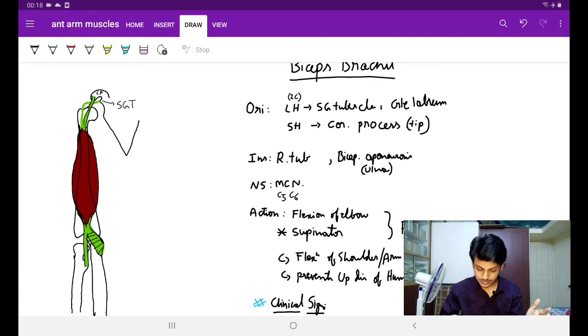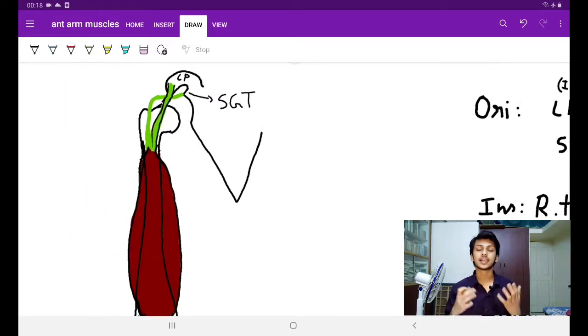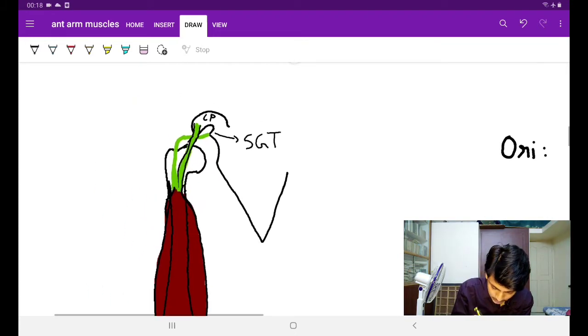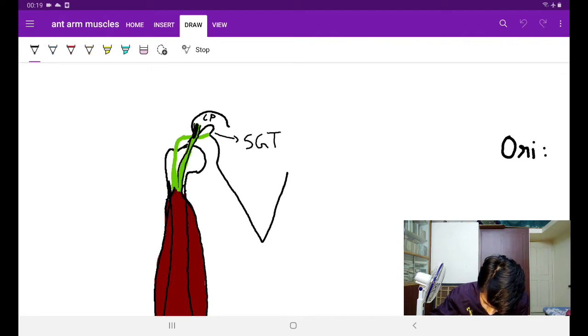See here, it has two heads now, guys. One is the long head, one is the short head. One is longer, one is shorter. See here, this is the short head of biceps. It is coming from the coracoid process of scapula, specifically the tip of the coracoid process. It is coming like this. This is the short head.